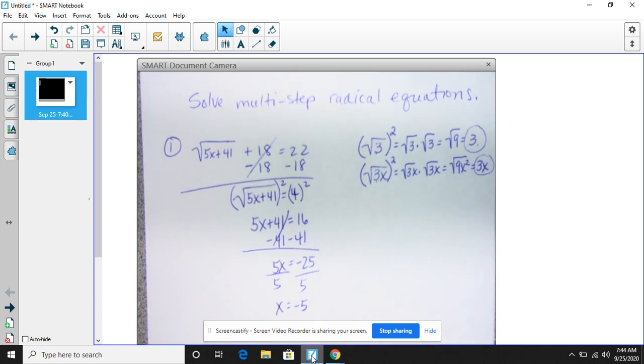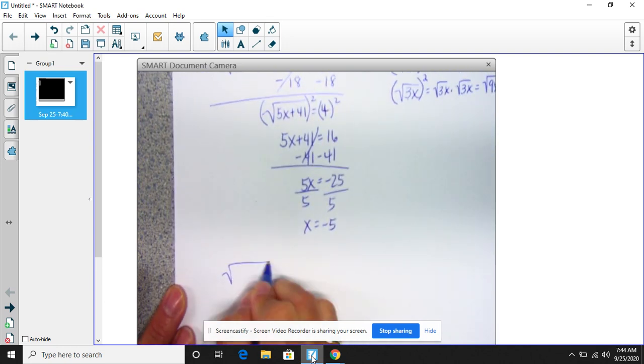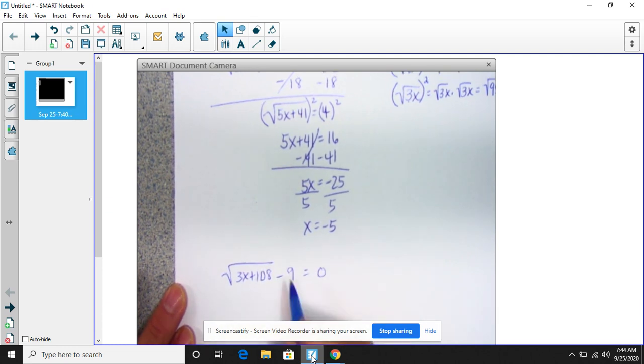One that we didn't put in your notes, I'll do one more. Hopefully it won't cut me off. I have the square root of 3x plus 108 minus 9 equals 0. So we get rid of this negative 9 first by adding 9 to both sides. And that gives you the square root of 3x plus 108 is equal to 9.